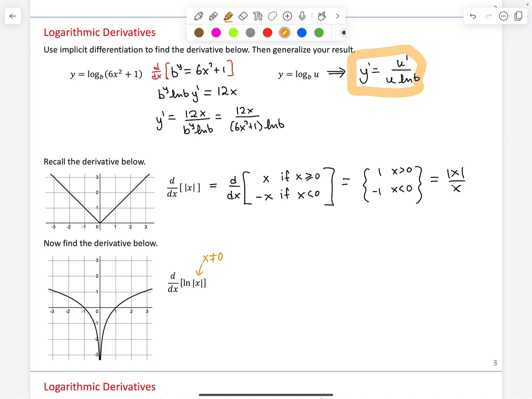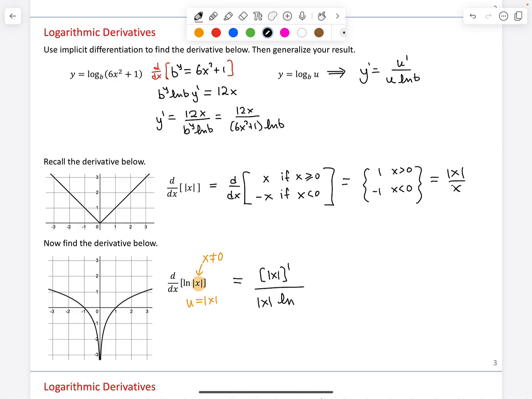Well, I can lean on this general rule that we've just created up here, because my argument, which is u in this case, is just absolute value of x. And so the derivative of natural log of absolute value of x will be the derivative of the argument over the argument times the natural log of the base. And the base here is e. Again, that natural log of e is a 1. Furthermore, the derivative of absolute value of x is absolute value of x over x.